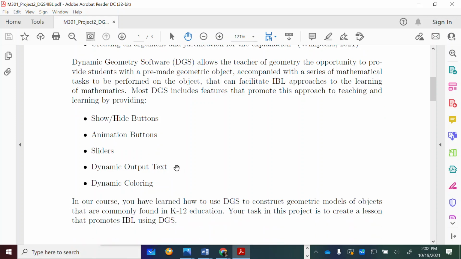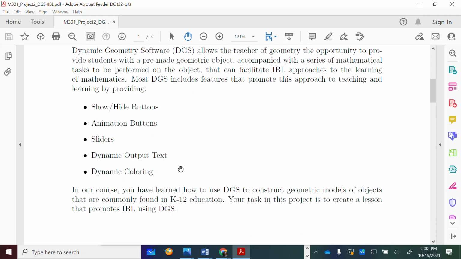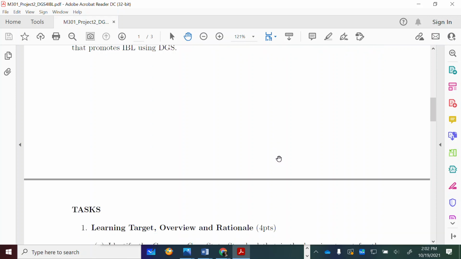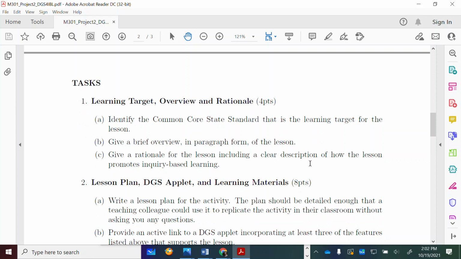So in the course, you've learned how to use DGS to construct these geometric models of objects that are commonly found in K-12 education. And your task in this project is to go ahead and create your own lesson that promotes inquiry-based learning using dynamic geometry software. So IBL for DGS, or IBL with DGS. So here are the tasks I'm going to ask you to do.